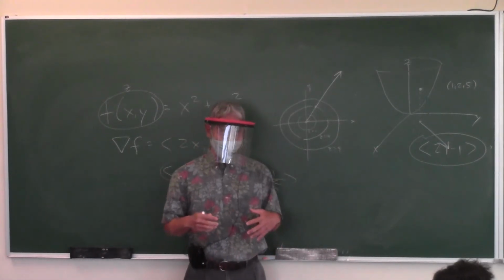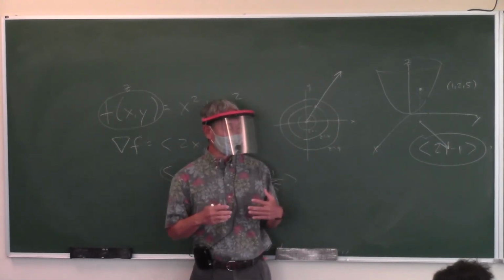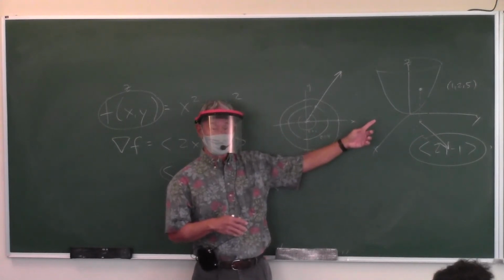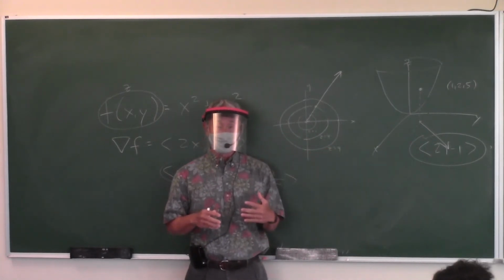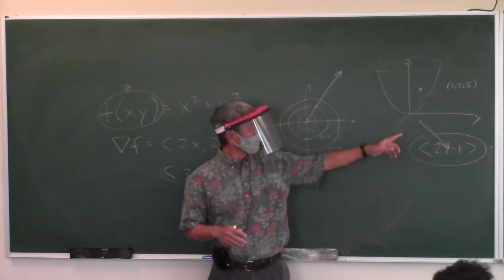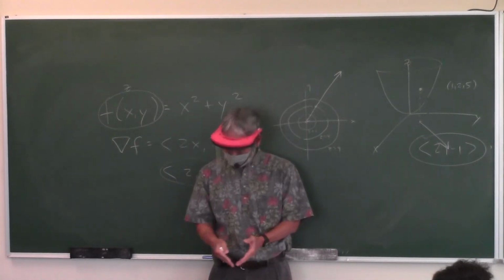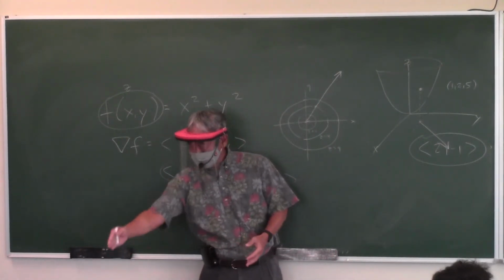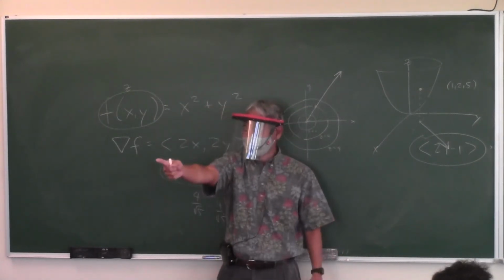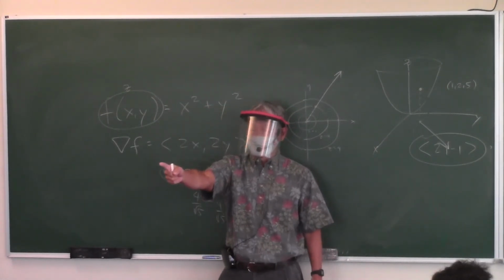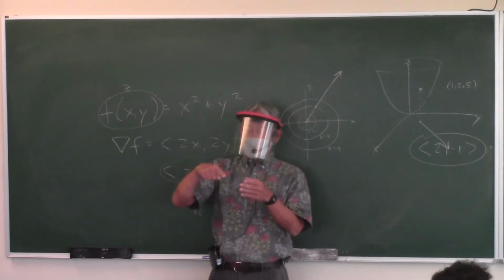So pretend I'm at the point 1, 2, 5 now, and I have to travel on the surface of this paraboloid. What is the path of steepest ascent? I need to follow the vector 2, 4. So like on the ground, if I go 2 to the right and 4 that way, I have to walk in this direction. But you're going to be on the paraboloid.